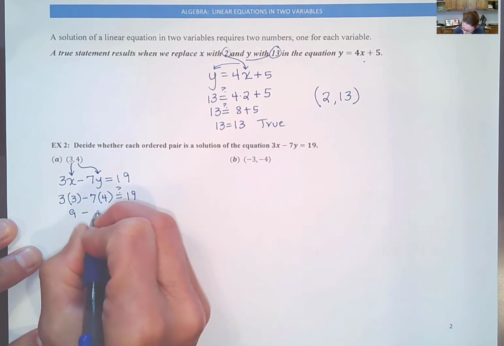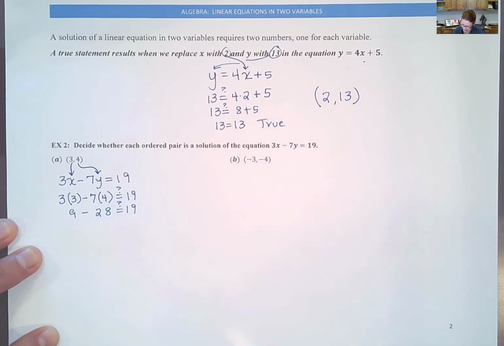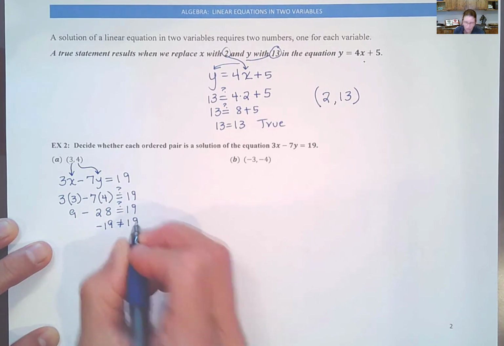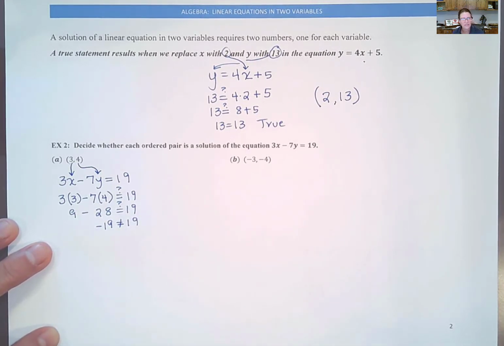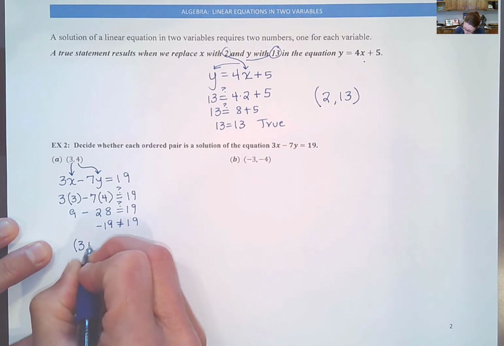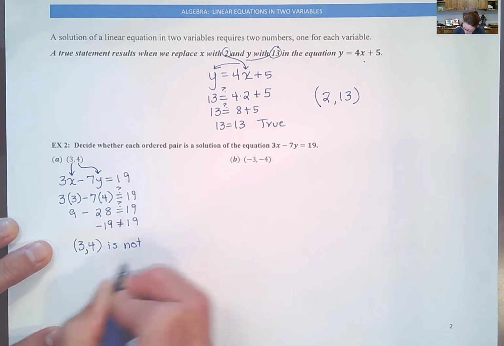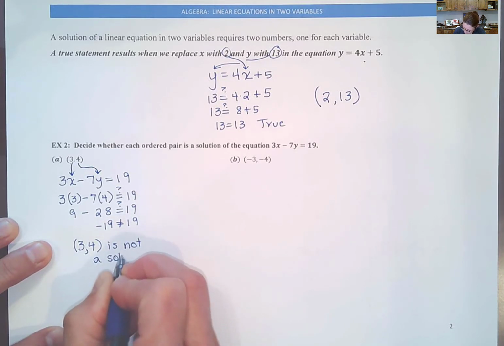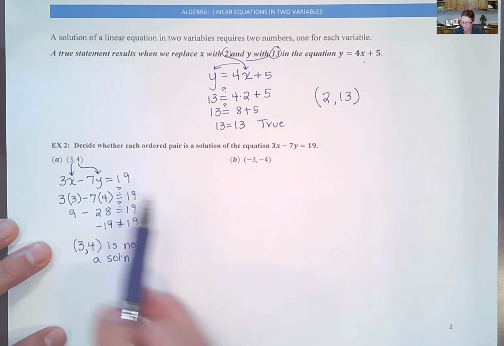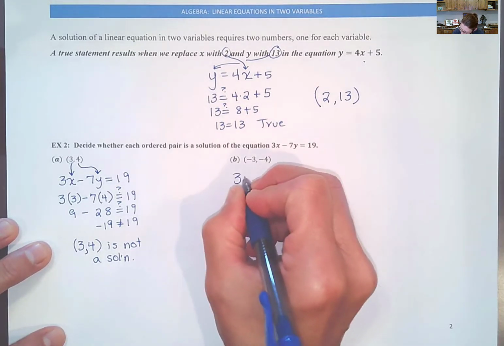and let's see if this gives a true statement. Is 9 minus 28 equal to 19? No, we get negative 19 on the left, and that's not equal to positive 19. This is a false statement, and (3, 4) is not a solution to our equation 3x minus 7y equals 19. Well, let's see if (-3, -4) is a solution to this equation.